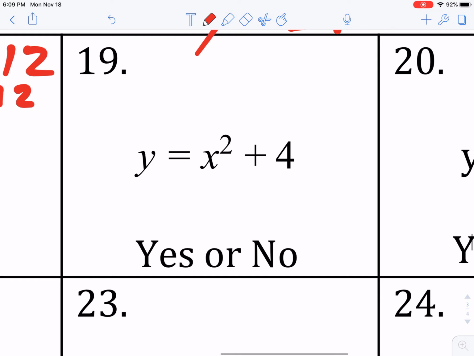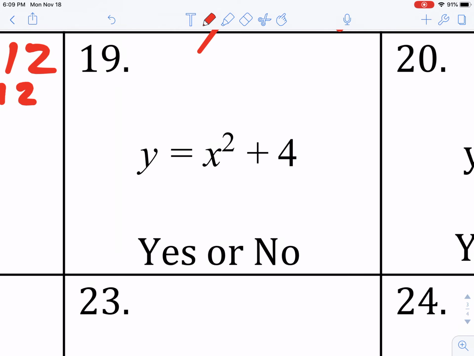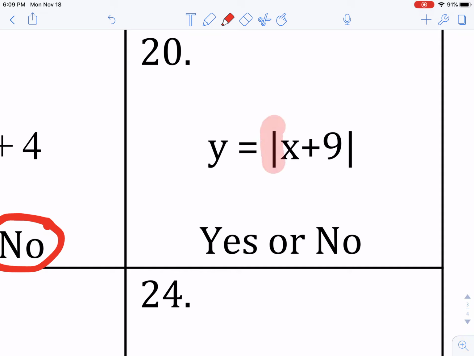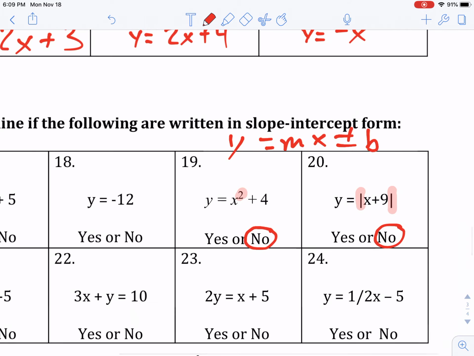And so I look at number 19 and I think, okay, is it written y equals mx plus or minus b? And it appears to be written that way. The only problem is there's an exponent, and I'm not allowed to have an exponent for linear equations. So this is a no. It is not linear. And then we look at number 20, and I see that I've got these absolute value signs, which means basically that none of the answers will come out to be negative. Well, as you know in a graph, there are negative numbers on the y-axis and on the x-axis, which means that this is not going to be linear because it's not going to allow those negative numbers to appear.